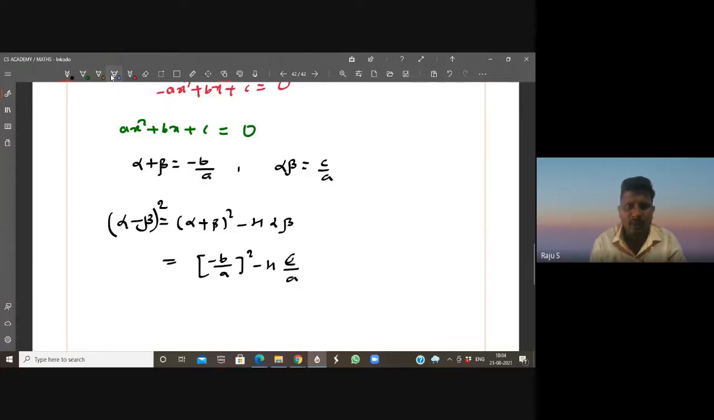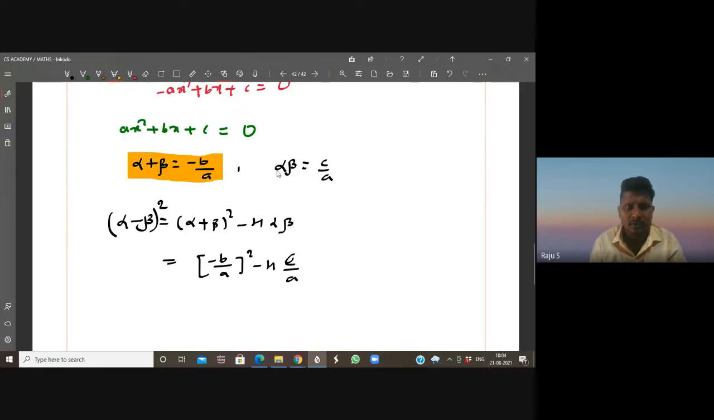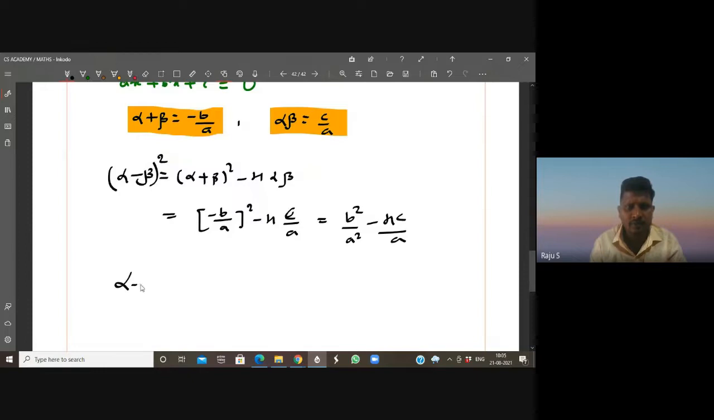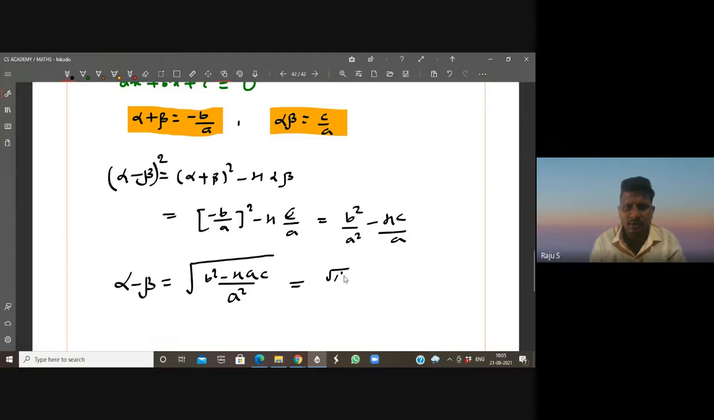Since we know that here alpha and beta are the roots, when you simplify this, b square by a square minus 4c by a, what is the LCM here? From this, alpha minus beta is equal to the square root of, when I take LCM a square, b square minus 4ac. Am I right? B square minus 4ac. So the square root can be written as square root of delta by a.